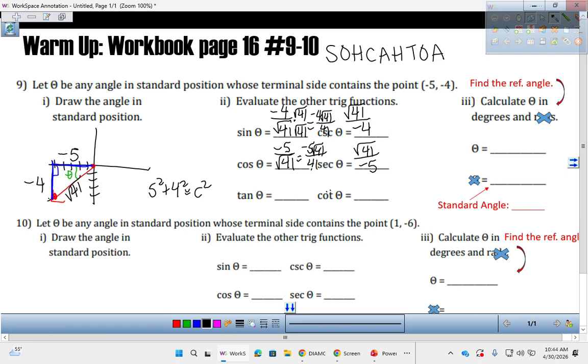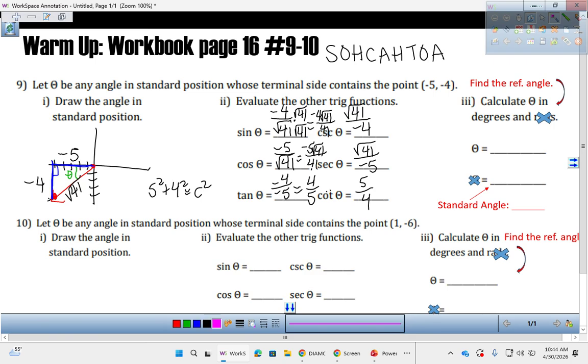And then tangent is opposite over adjacent. So opposite over adjacent is a double negative, and so the negatives cancel out and make this positive, so it's really 4/5, not -4/5. And then I'll flip that for cotangent and make that 5/4.